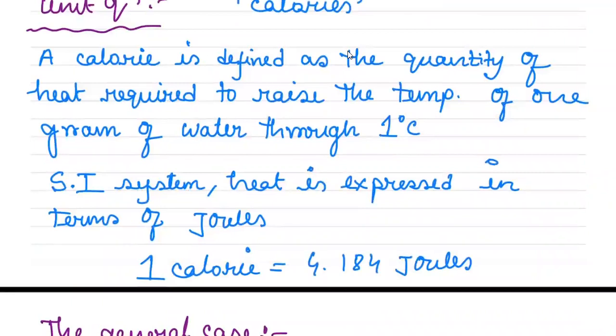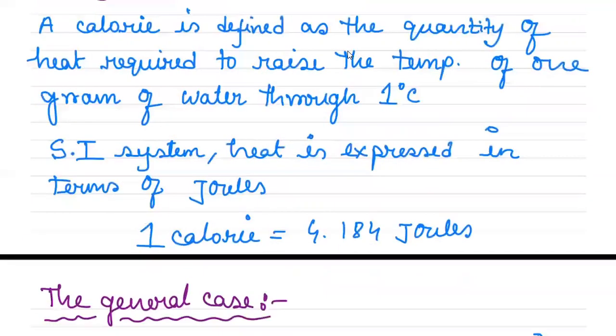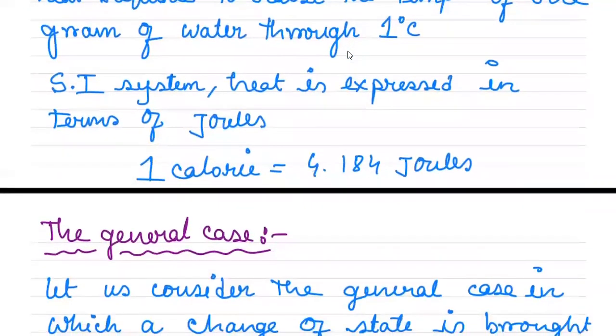A calorie is defined as the quantity of heat required to raise the temperature of 1 gram of water by 1 degree centigrade. That means the amount of energy required to raise the temperature of 1 gram of substance by 1 degree is known as the calorie. In the SI system, heat is expressed in joules. 1 calorie is 4.184 joules.